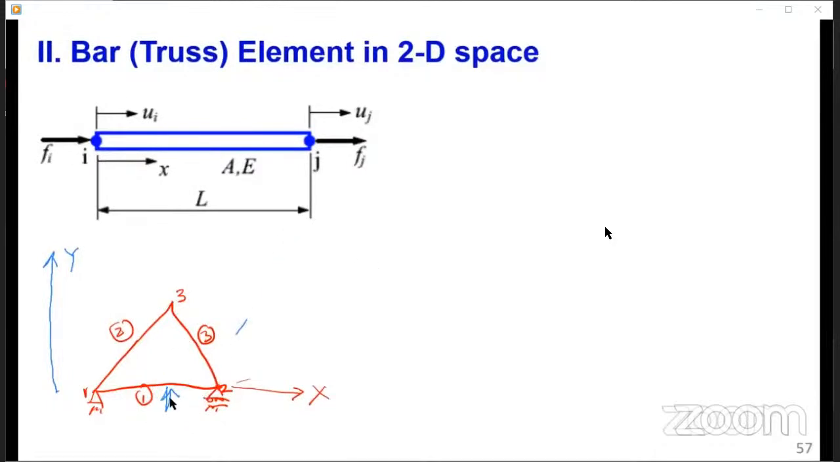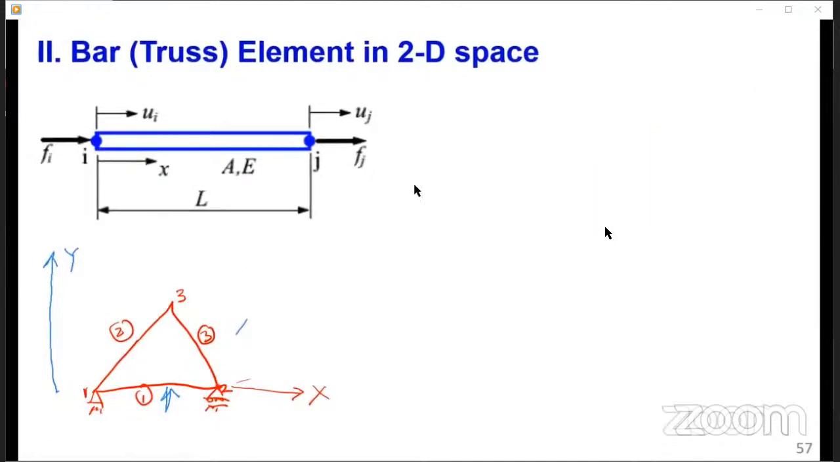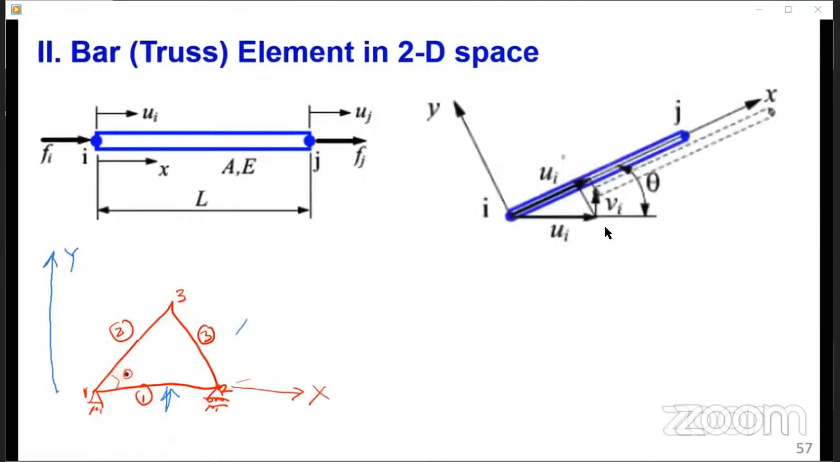When you look at this element 1, it is oriented in the same direction as what we define here. But how about element 2? It is inclined at a certain angle, which we can refer to as theta. This is the element that we are showing now on your right hand side.